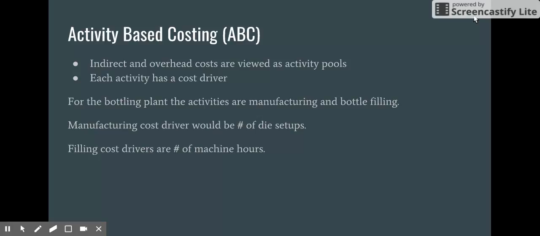For our earlier example with the water bottle plant, the activities may be manufacturing of bottles and bottle filling. The cost driver for manufacturing the bottles with injection blow mold would probably be the number of die setups, and the cost driver for the filling would be number of machine hours per bottle. You'd be able to trace the overhead rates of both of these back to the activity and ultimately get a more accurate statement of costs.